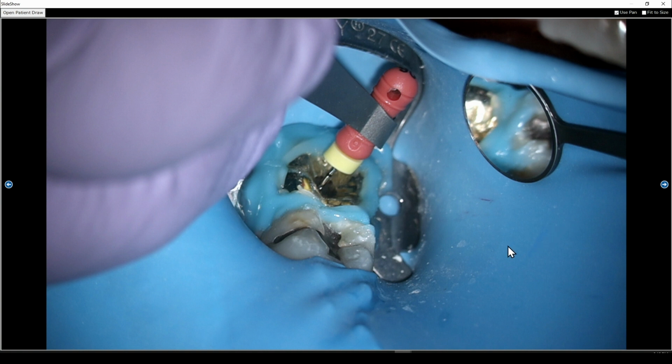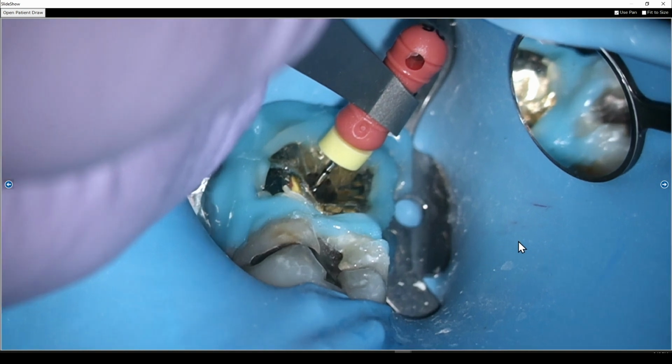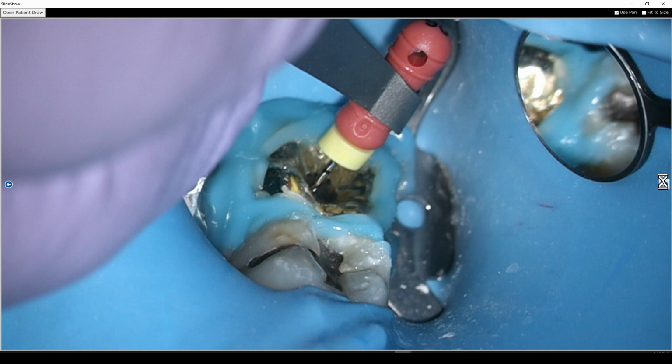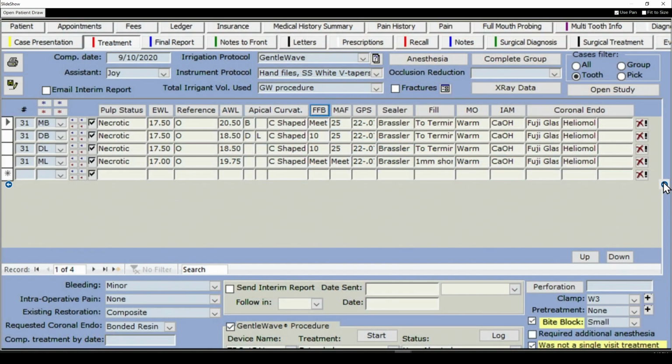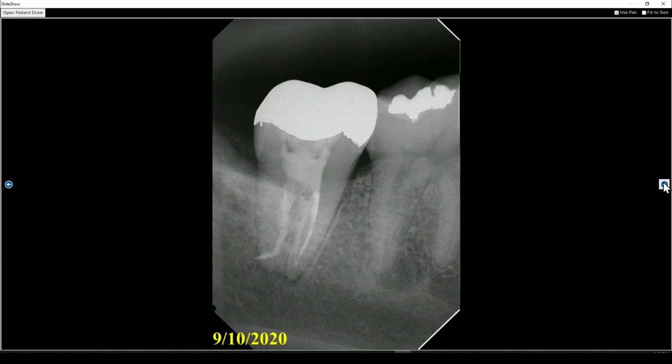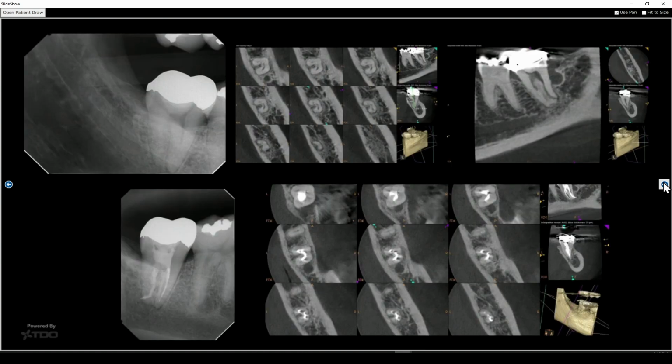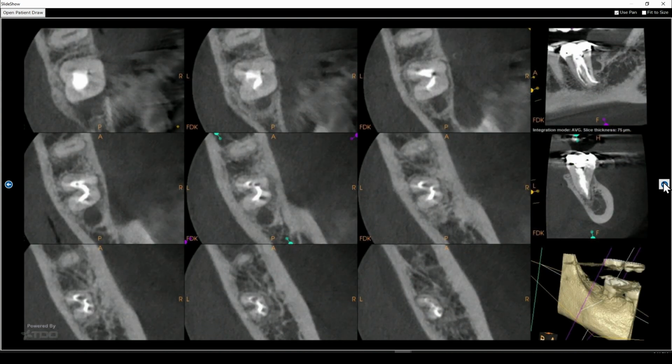Because of the limited opening, we used the YAP tool to do our instrumentation because it was very difficult even getting your hand in there. We did do a GentleWave on it because it was a C-shaped canal, did a minimal instrumentation, and got a halfway decent result. TDO gives a summary picture of all of the images, which is kind of nice. And it looked like the C-shaped canal was well cleaned and obturated.